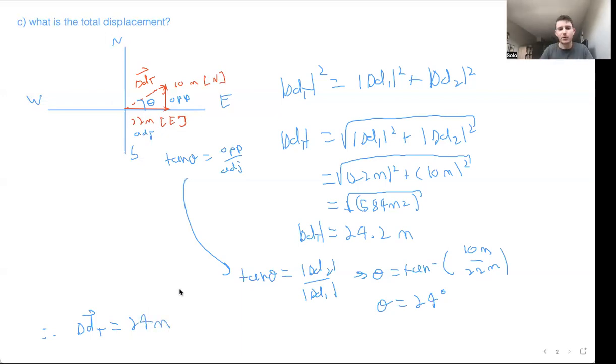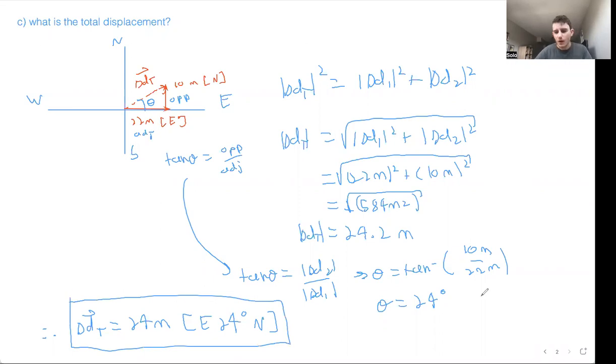And then the direction is important because we have our angle coming from the east and going north. So it's starting east, then going north. So the way we write that, if it's starting east, we write east, and then the angle 24 degrees, and then we're going north. So east 24 degrees north. I'll make it a bit better. East 24 degrees north. And that is our total displacement.